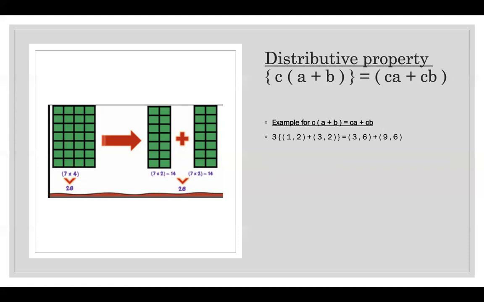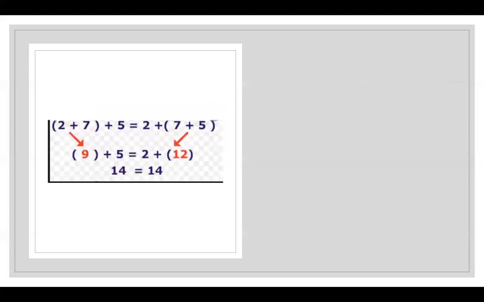The example I gave here is 3 times ((1, 2) plus (3, 2)), which equals (3, 6) plus (9, 6). Because 3 multiplied by (1, 2) will be (3, 6), and plus, keep the same, 3 multiplied with (3, 2) will become (9, 6). So if you multiply any number c into the bracket, you get a normal simple multiplication.